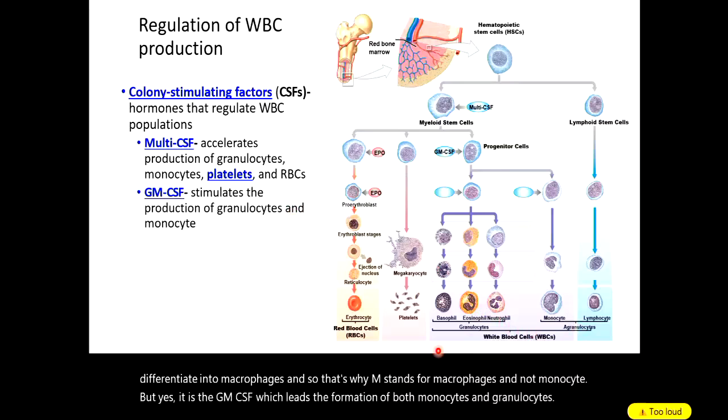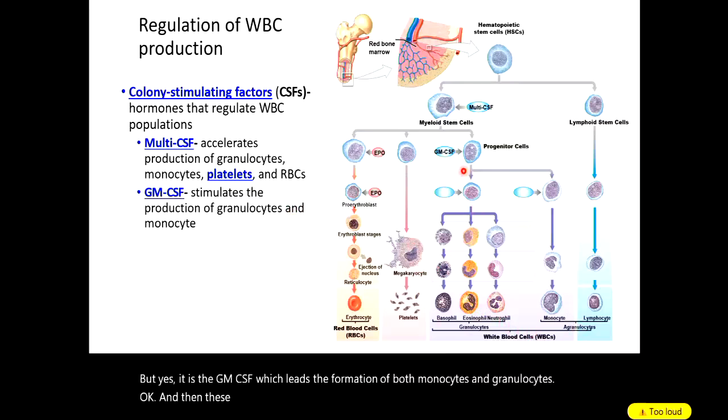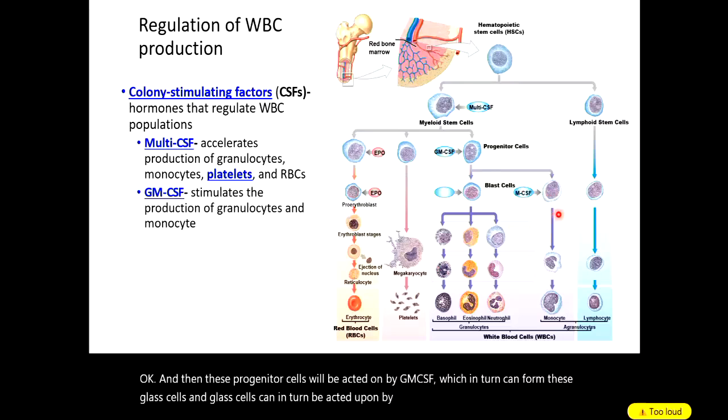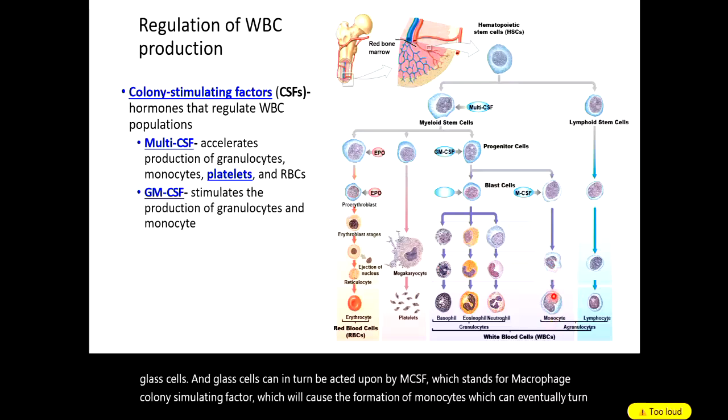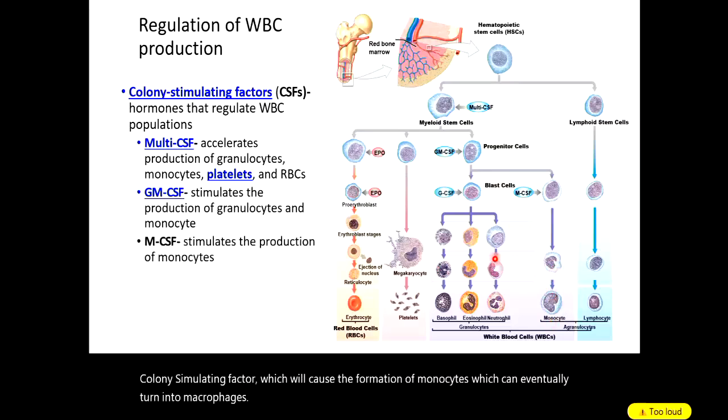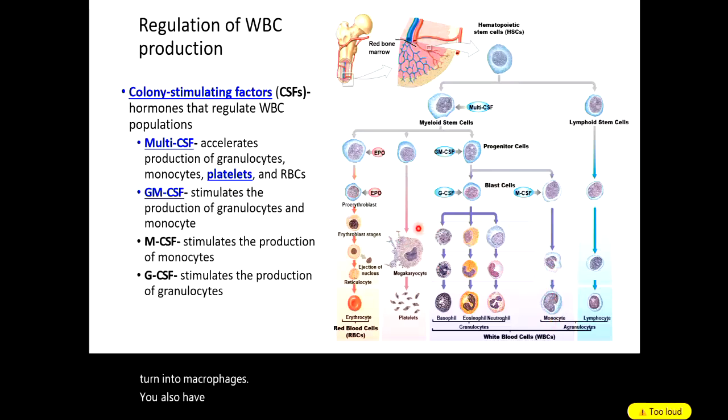Okay, and then these progenitor cells will be acted on by GM-CSF, which in turn can form these blast cells, and blast cells can in turn be acted upon by M-CSF, which stands for macrophage colony stimulating factor, which will cause the formation of monocytes, which can eventually turn into macrophages. You also have the G-CSF, which leads to the formation of these various granulocytes.